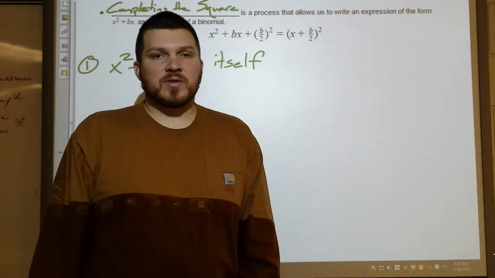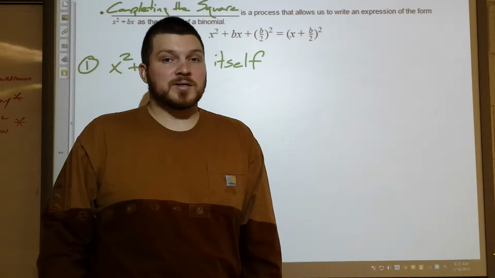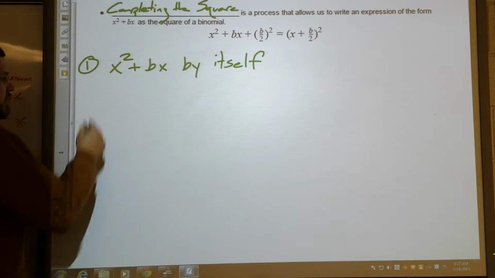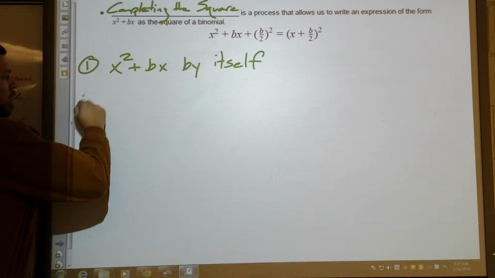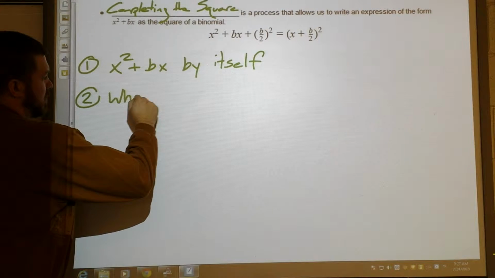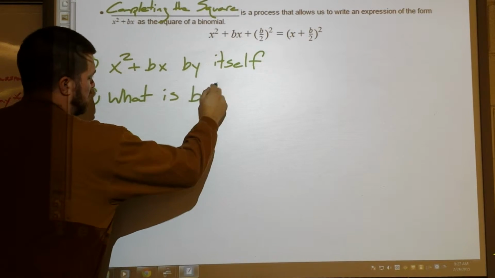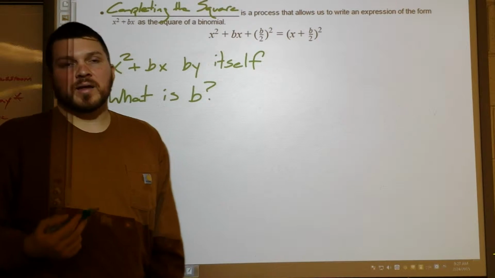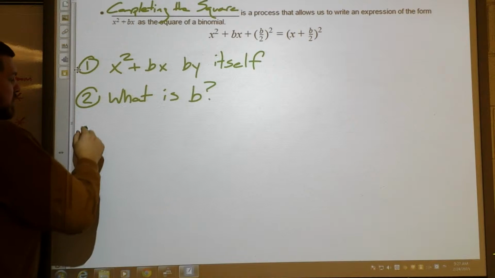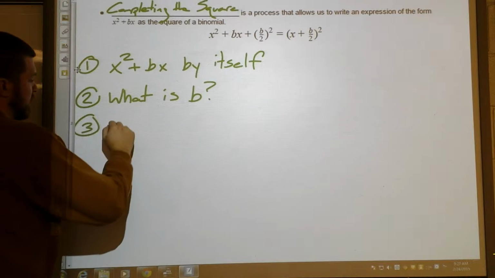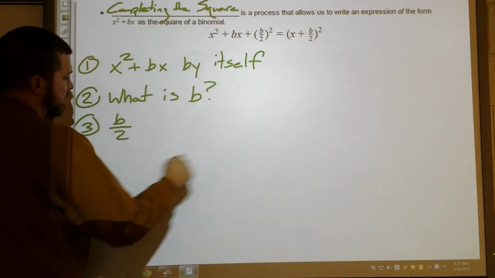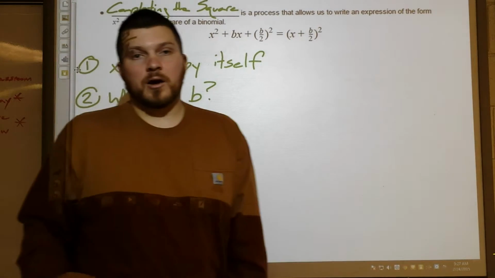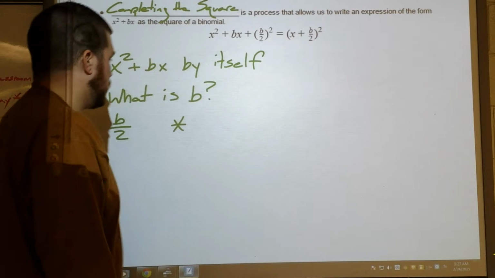It could be positive, negative, fraction, decimal, or zero. It doesn't really matter, but it is a number. And then once we get x squared plus bx by itself, we need to figure out what is b. Again, it's just going to be a number, so we need to identify what that number is. Once we know what that number is, we're going to divide this number by 2. So b divided by 2. This is a very important step, so I want to put a star next to it. It's going to help us in the end. You'll see in just a few minutes.